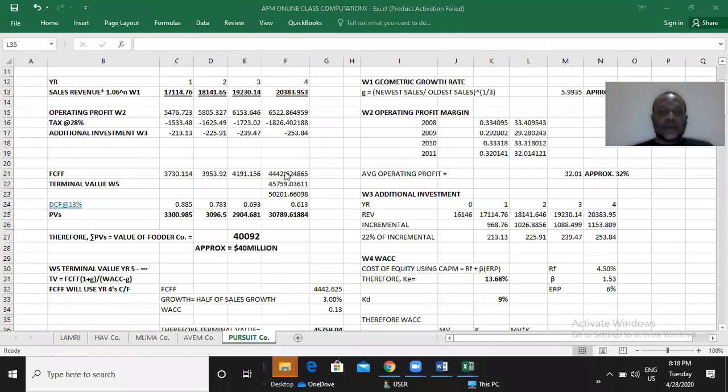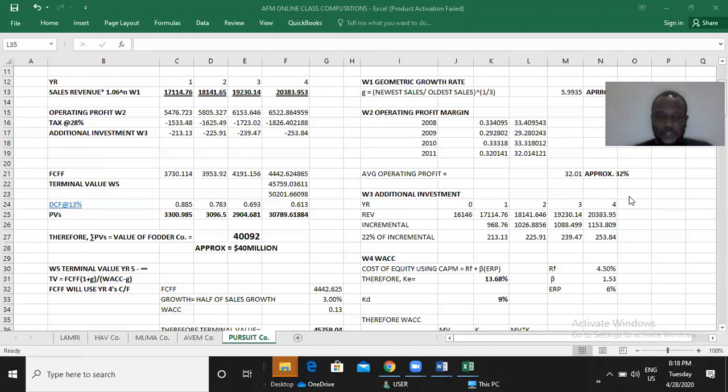After getting our free cash flows, we calculated our terminal value. Our terminal value being using that same free cash flow, 1 plus G, divided by WACC minus G. We're able to get our terminal value. So once we got our terminal value, we put that terminal value into our pro forma, and from there we used our discount rate of 13%.